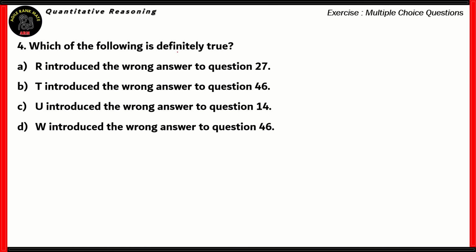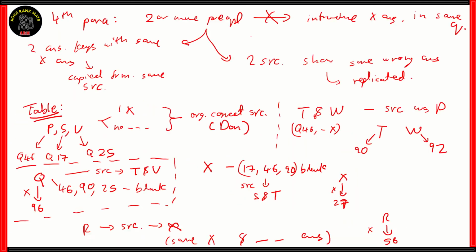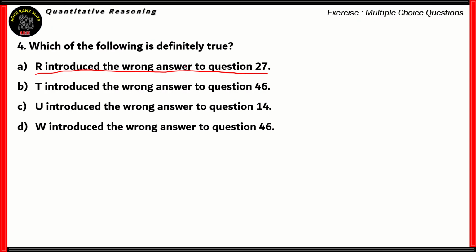Now, next question. This involves finding out which of these statements are true. Now, the first statement, option A, says R introduced the wrong answer to question 27. Okay. Now, if you look at our notes, let's find out who really introduced question 27. We know that R is a source of X, and R's introduction was question 56. X actually created 27 as wrong. So therefore, this option is incorrect. 27 was created by X, and R created 56 as incorrect answers.